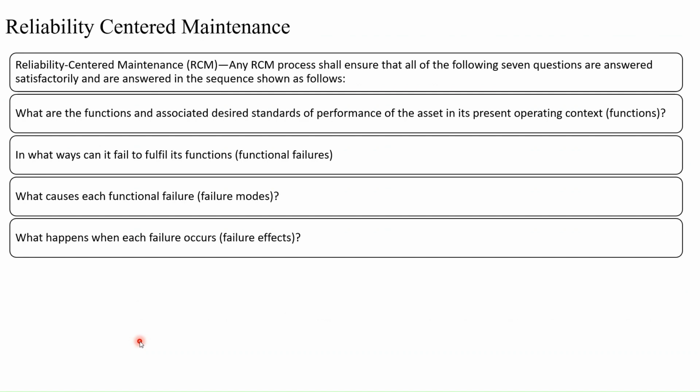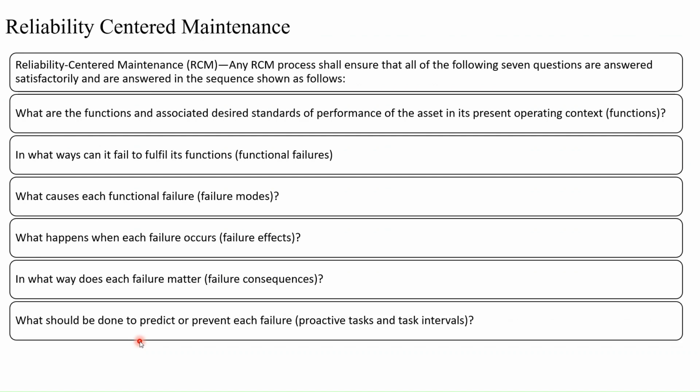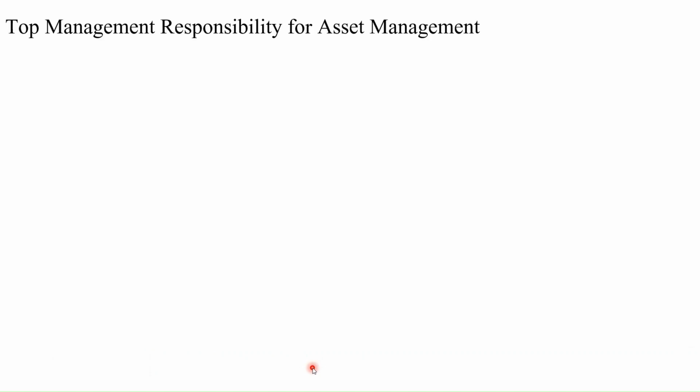In what way does each failure matter? Failure consequences. The impact of failure on safety, production, costs, and compliance is assessed to determine the severity and priority of corrective actions. What should be done to predict or prevent each failure? Proactive tasks and task intervals. What should be done if a suitable proactive task cannot be found? Default actions. If no preventive measures exist, strategies such as redundancy, design modifications, or operational changes must be implemented to manage failure risks effectively.